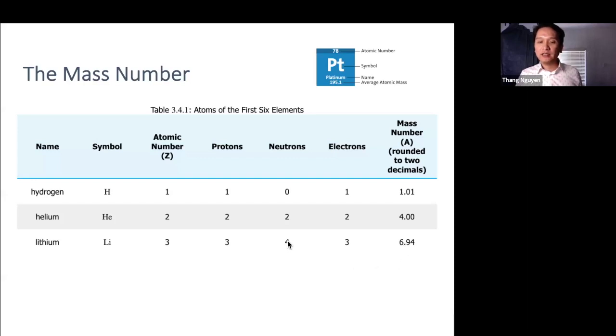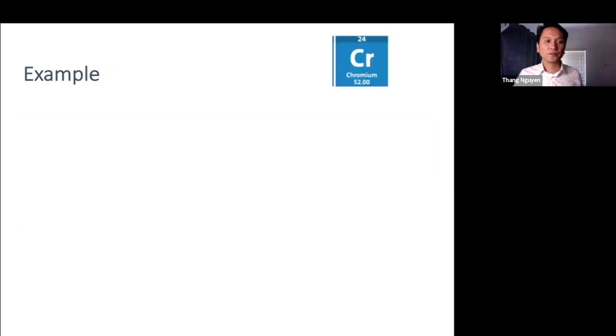So how would you get to this number? Remember, these two numbers add up to be the mass number, right? So you can do reverse. So 7 minus 3 will give you 4. So if that information was blocked out, you can say, okay, 7 minus 3 will give you 4, so you have 4 neutrons.